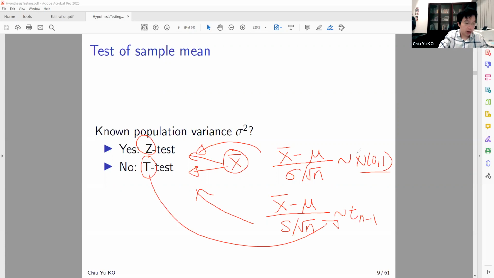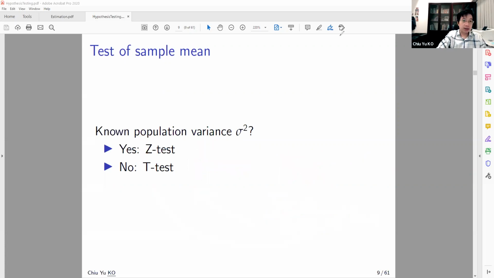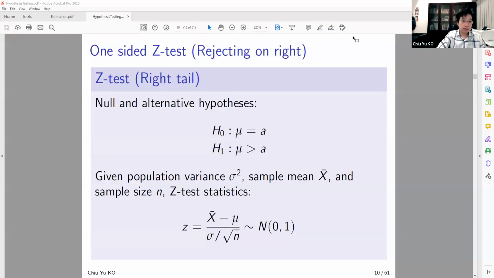That's only the two things. But let's give you the example, then you will see it's not that difficult, okay? So let's start with the following, okay?